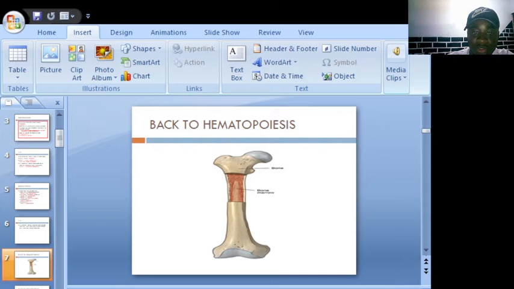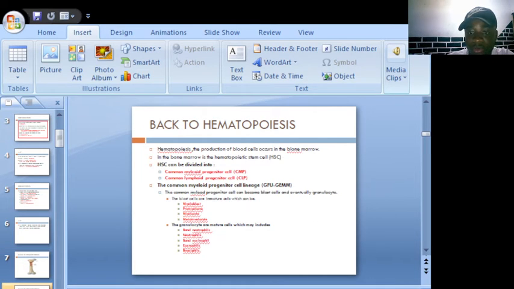See the structure, it reminds you of something. This is called a bone marrow. Bone marrow. That is where hematopoiesis occurs. Okay, very important.